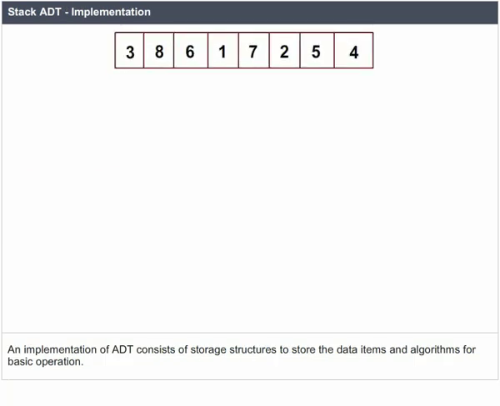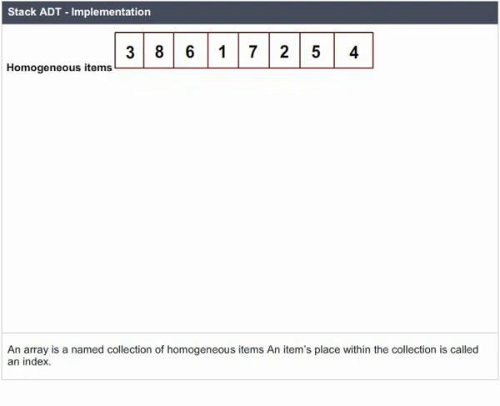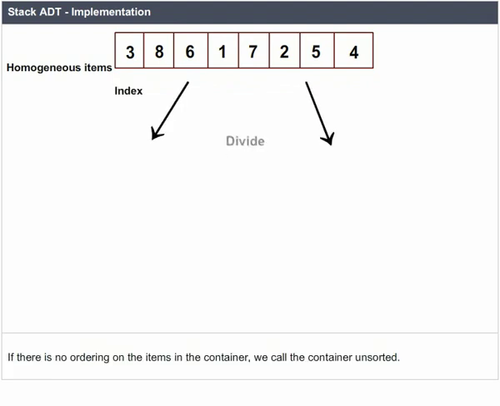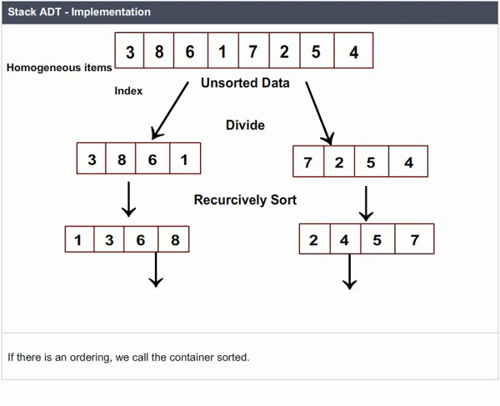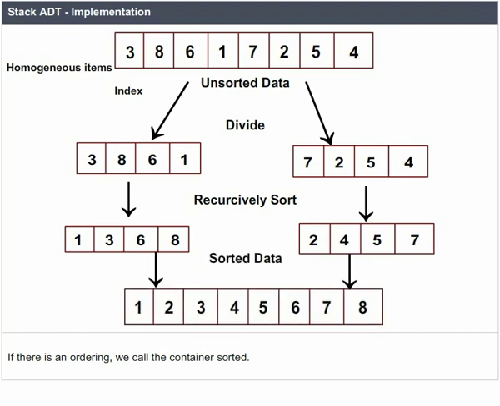Stack ADT. An implementation of an ADT consists of storage structures to store the data items and algorithms for the basic operations. An array is a named collection of homogeneous items. An item's place within the collection is called an index. If there is no ordering on the items in the container, we call the container unsorted. If there is an ordering, we call the container sorted.